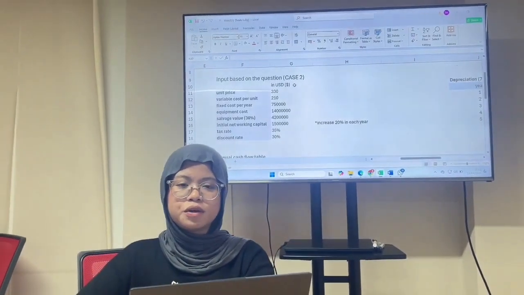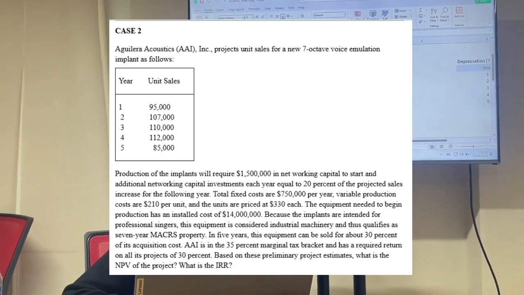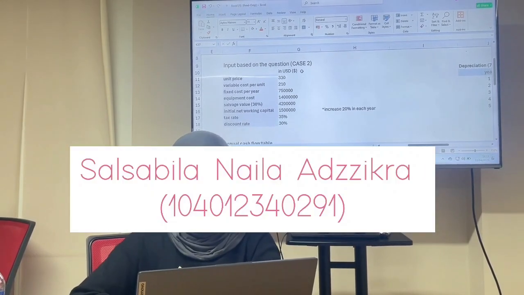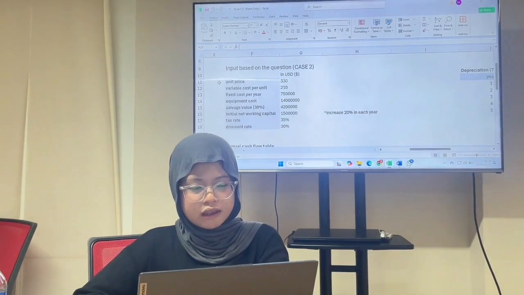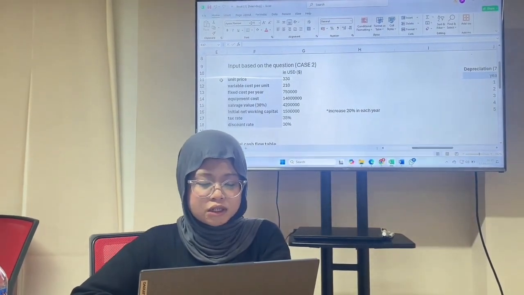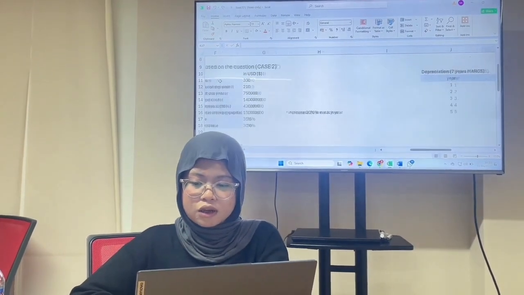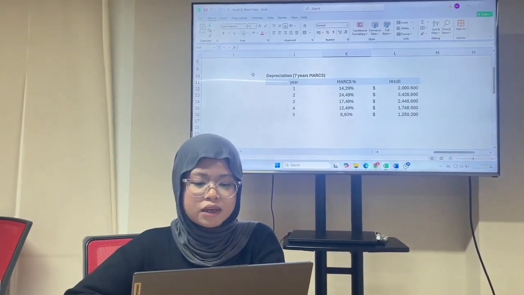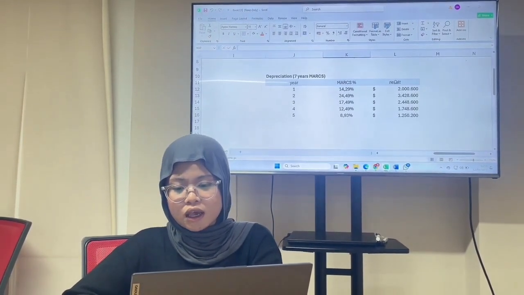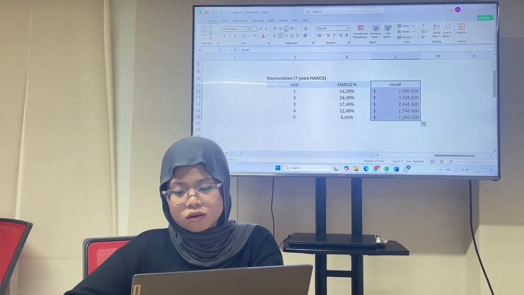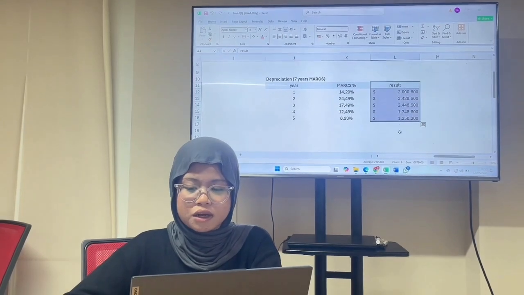Hi everyone, now we're on question number 2, and I will be solving this. My name is Salsabila. The question already gave the complete information, from the unit price until the discount rate. They also told us to use the depreciation by MACRS over 7 years, and I already calculated it automatically using Excel, and here is the result.